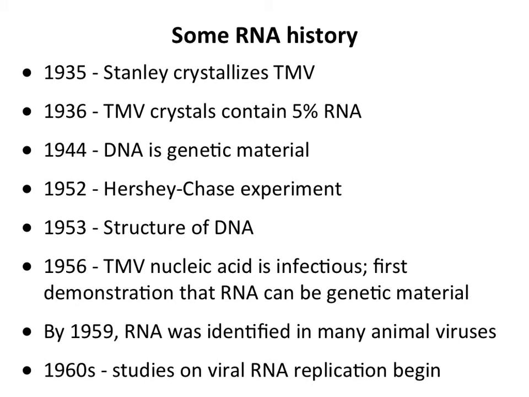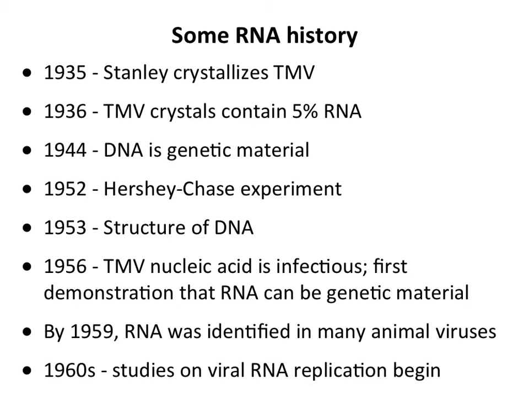And it wasn't until 1944 that DNA was found to be genetic material. The Hershey-Chase experiment showed that viral DNA is the genetic material, and the structure of DNA was solved in 1953, which happens to be the year I was born. So that's why I'm a scientist, because the DNA structure was solved that year. In 1956, the tobacco mosaic virus nucleic acid, the RNA, was shown to be infectious. So that's the first time RNA was shown to be a genetic material.